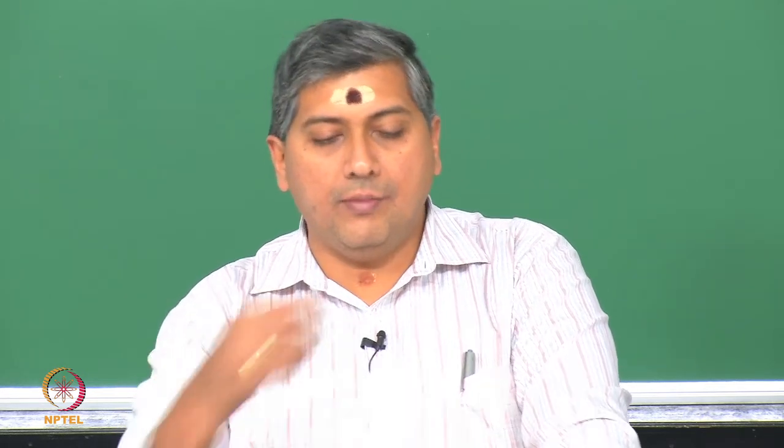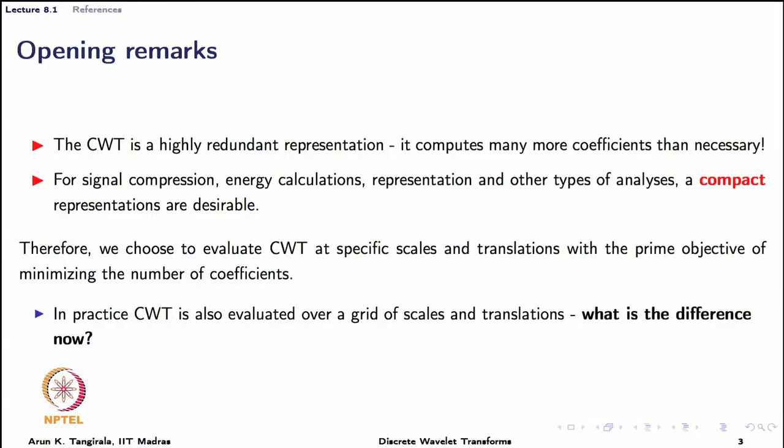So, before we plunge into the definition of DWT, we shall ask why we should be looking at DWT. Is it different from CWT and so on? Well, first of all, the CWT is a highly redundant representation. We have mentioned this quite a few times in the lectures on continuous wavelet transform. What we mean by redundant is it computes many more coefficients than necessary.